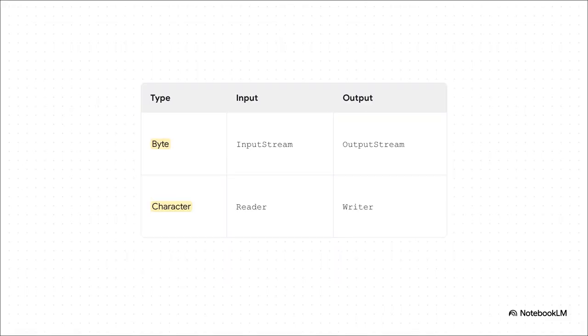And believe it or not, almost all the I/O classes in Java inherit from just these 4 abstract base classes. For bytes, you have InputStream for reading and OutputStream for writing. For characters, you have Reader for reading and Writer for writing. So when you're working with files, you'll be using subclasses you've probably seen, like FileInputStream and FileWriter.